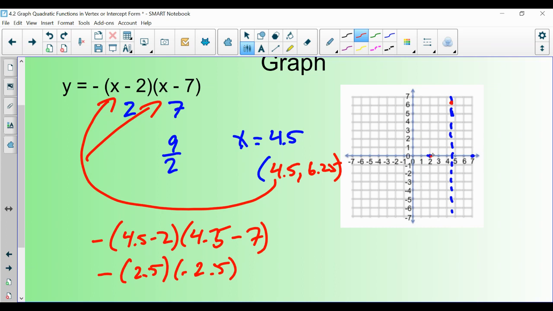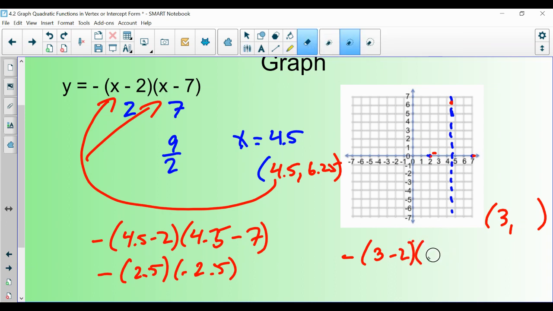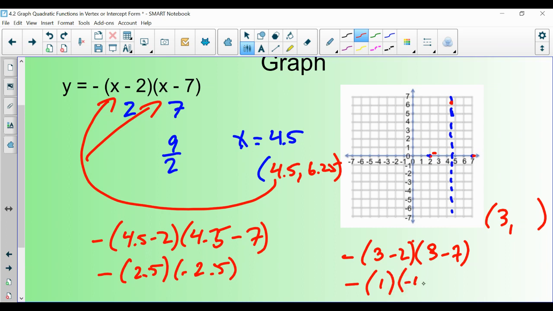I know a lot about this because I know it's going to go through these 2 points and the vertex, but I'm going to find another point just to be certain and make it look good. I'll plug in 3 and see what would happen. So it's going to be 3 comma, I don't know yet, right? So let's plug in 3, see what we get out. 3 minus 2, and then 3 minus 7. Negative 1 times negative 4, and all of this multiplied together, negative 1 times negative 4 would be positive 4. So 3 comma positive 4.